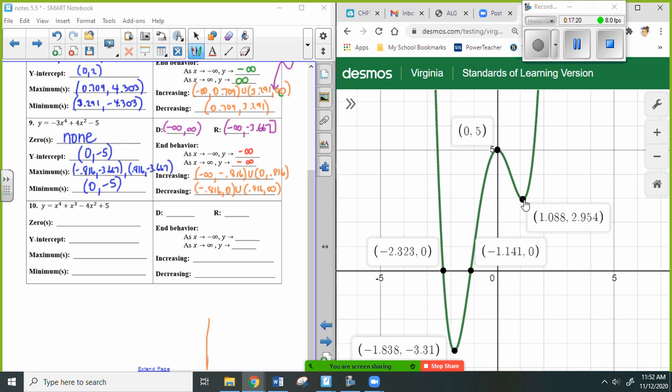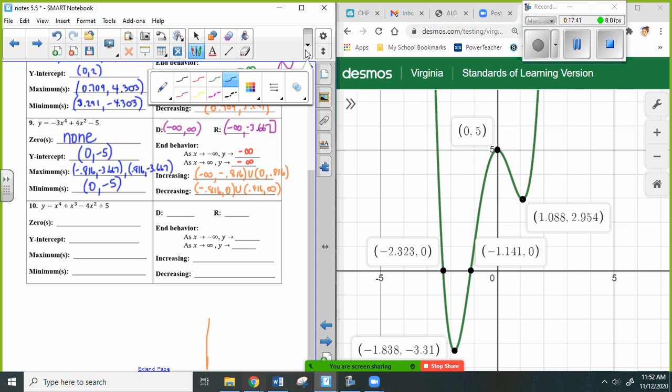Now remember that's x to the fourth, so we could have up to 4 solutions, and solutions and zeros are the same thing. But this time we only have 2. So it is okay that we only have 2 zeros. Remember, we could have up to 4, but we don't have to have all 4. So we're going to get our decimals there, and negative 1.141. We have a y-intercept right here at 0.5.